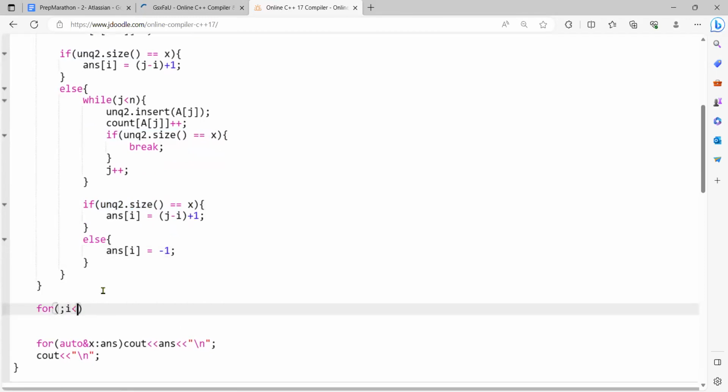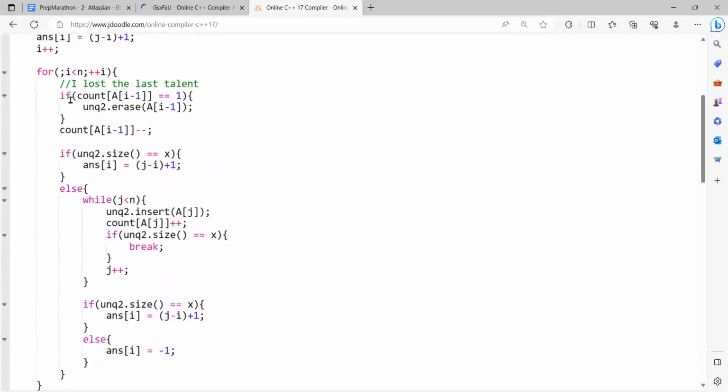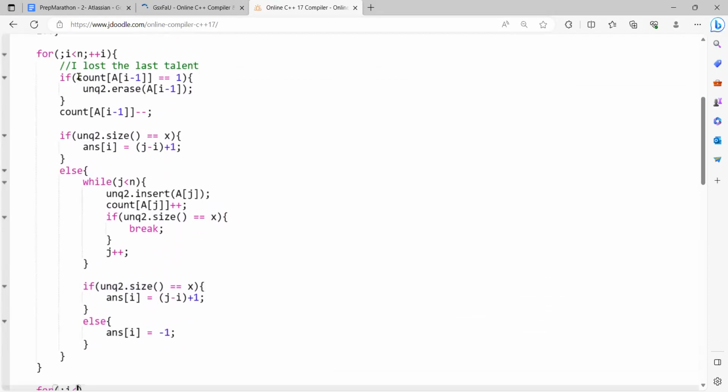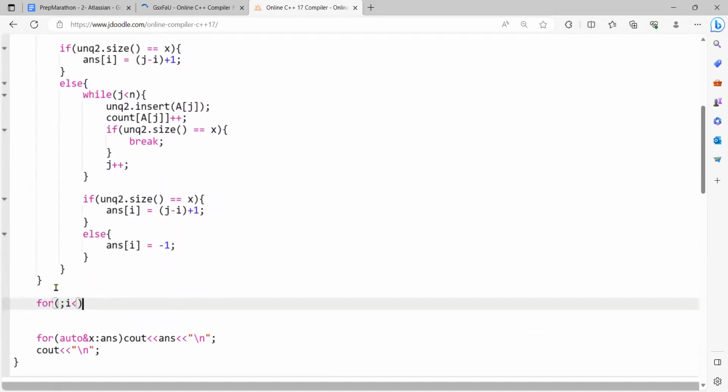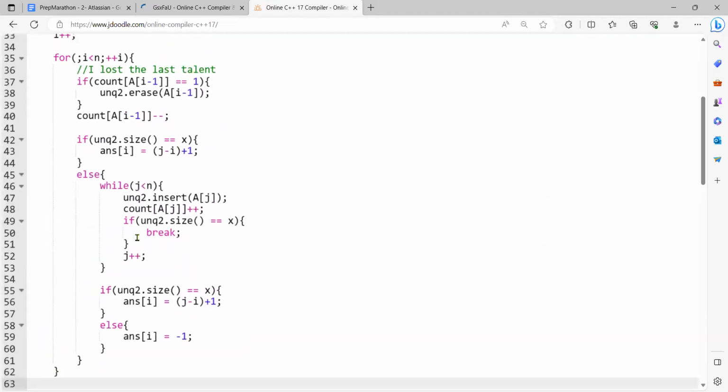Now you will run a loop. Now here we are running a loop. Every time, if it is not equal, j is less than n. So this will cover everything. So this is it for this problem.